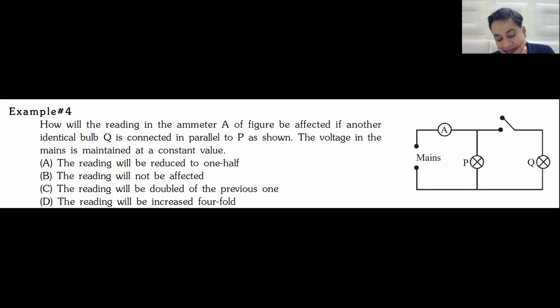Example number 4. How will the reading in the ammeter of the figure be affected? Another ideal bulb is connected in parallel to P. P and Q are bulbs. With this question, we'll move on to electrical instruments and solve some questions on electrical instruments. So this is the last one on this category.